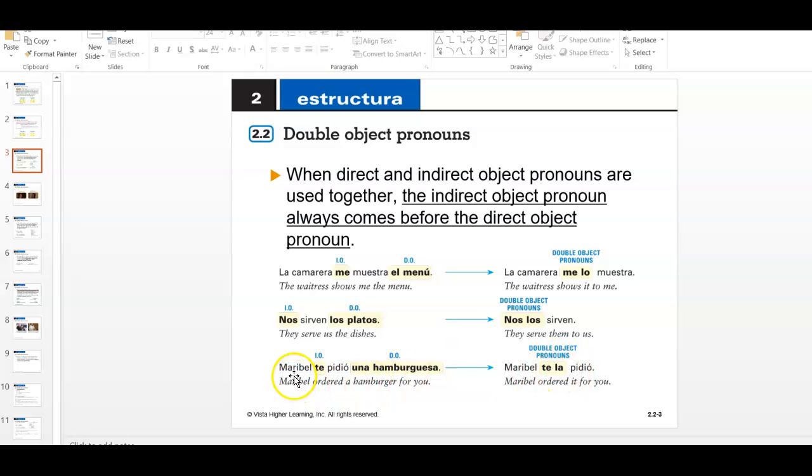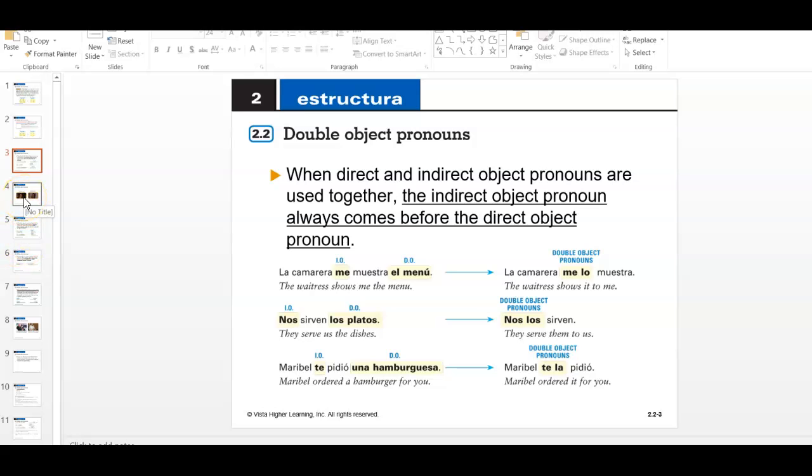Okay, so this one says Maribel te pidió una hamburguesa. So I'm going to keep my indirect object pronoun here, which is te. So it says Maribel ordered a hamburger for you. Okay, Maribel ordered it for you. So now la takes the place of that.